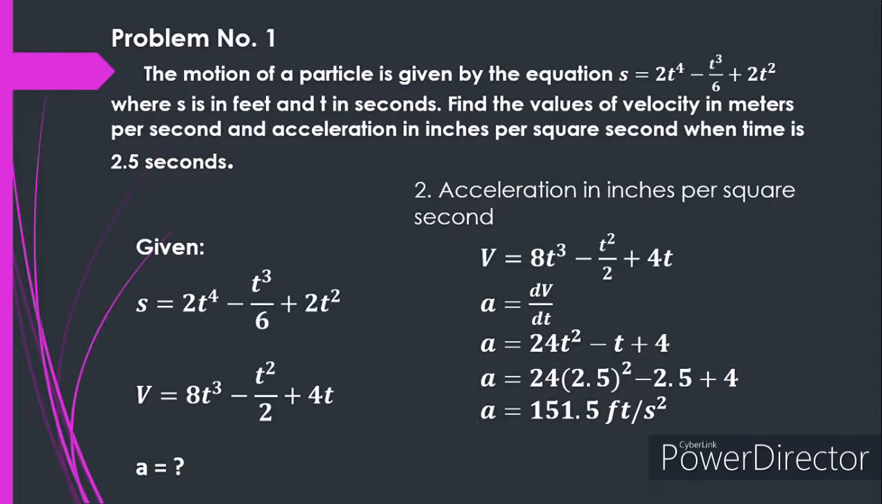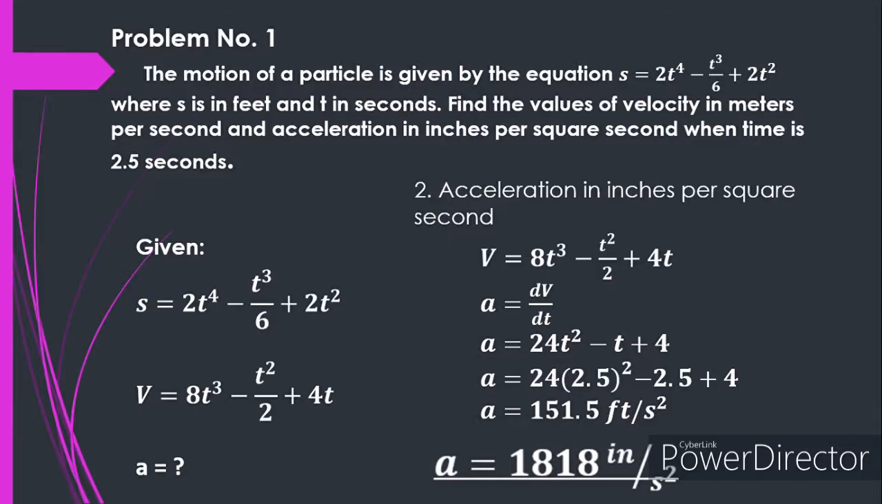So, ang ina-ask ni problem ay acceleration in inches per square second. So, just convert 151.5 feet per square second into inches per square second will result to 1818 inches per square second. Alright, so that is our problem number 1.